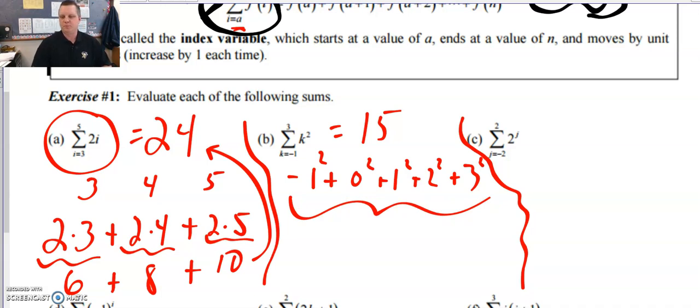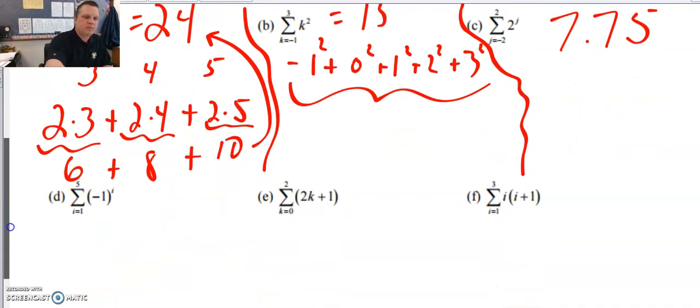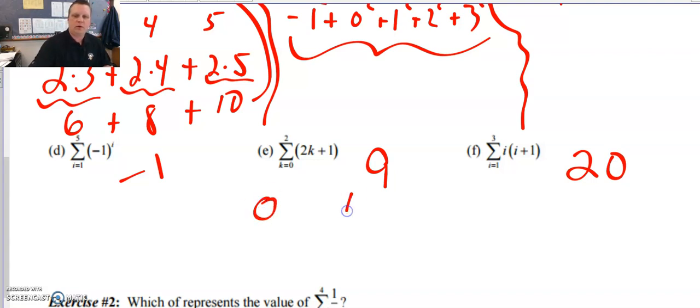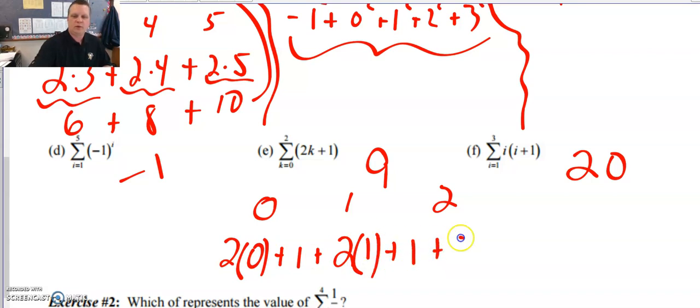I don't know if it'll ever be a part 3. Letter C, you plug it in your calculator, you get 7.75. D, you get -1. E, you get 9. And F, you get 20. I guess I'll show you E. So 0, 1, 2. So 2 to the 0, plus 2 to the 1, plus 2 to the 2.